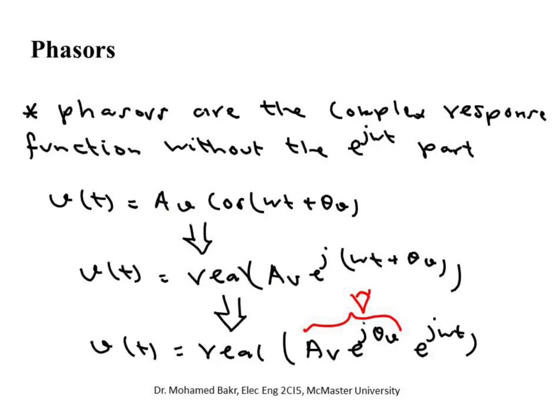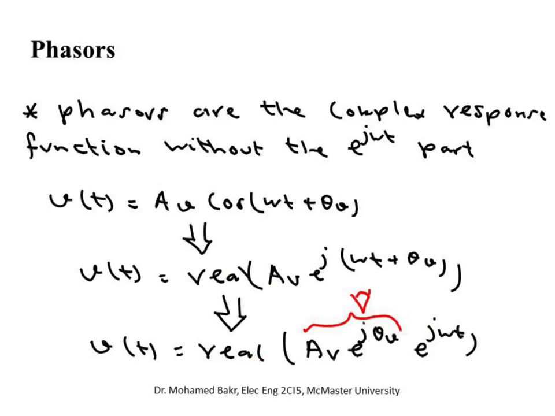Okay, so this is what you have to remember about phasors. A phasor is a complex number. It has a magnitude and phase. Its magnitude is the amplitude of the signal. Its phase is the angle of the signal. Okay, and if you want to convert the phasor to the actual signal, you have to multiply by e to the j omega t, and then you take the real part.